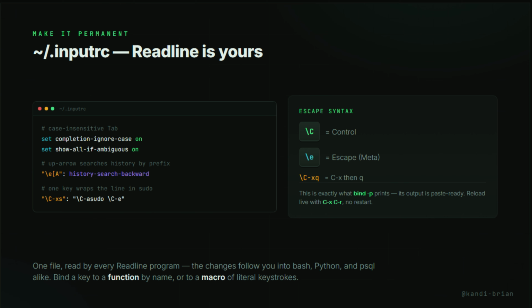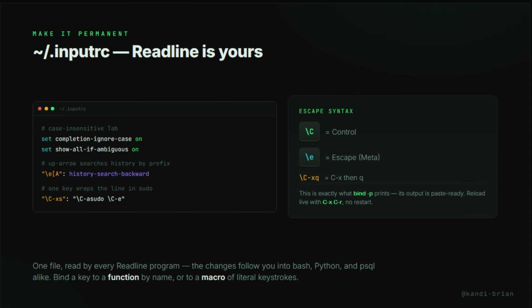Or you can bind a key to a macro, a literal string of keystrokes that gets typed for you. A classic example binds a key to wrap the current line in sudo: it jumps to the start, types sudo and a space, and jumps back to the end. One keystroke to elevate a command you forgot to prefix.